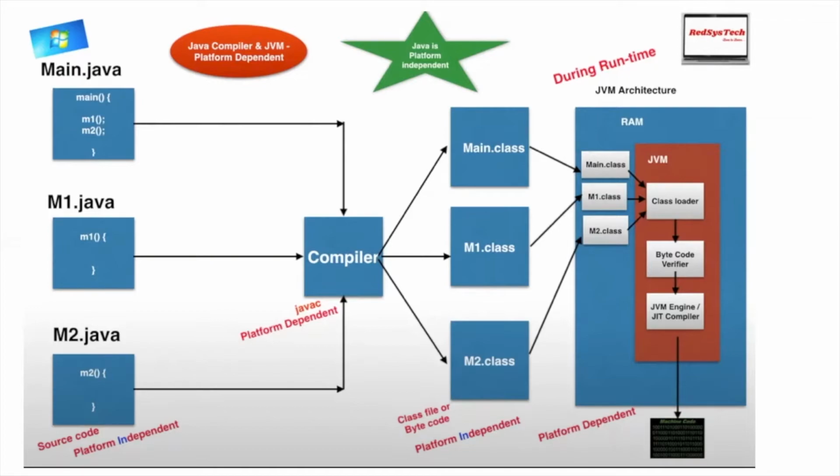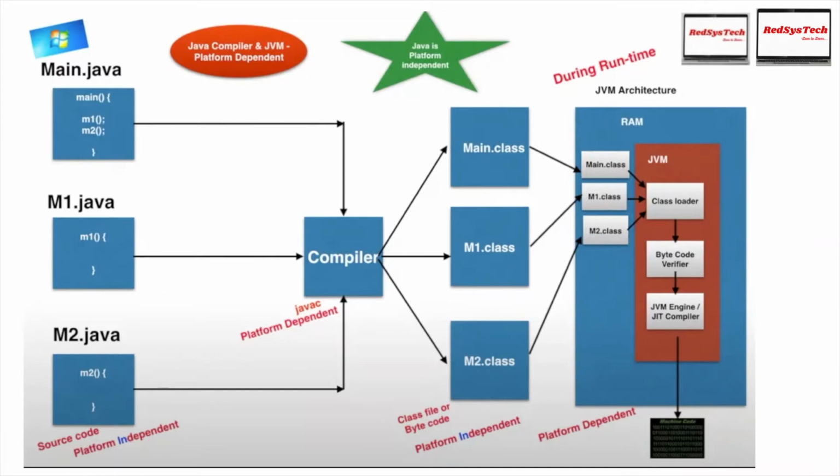But the compiler is platform dependent. The reason is that the compiler converts the .java into a .class file according to what the JVM understands. So javac is platform dependent, and the class files created with the help of the compiler are nothing but bytecode, which is platform independent. The same .class file can be executed on any platform, which means a Windows machine or Mac OS or anything like that.